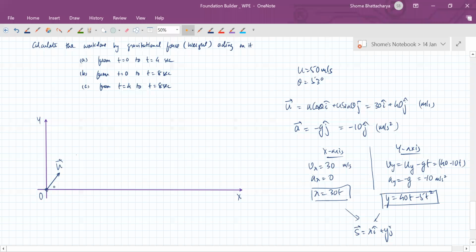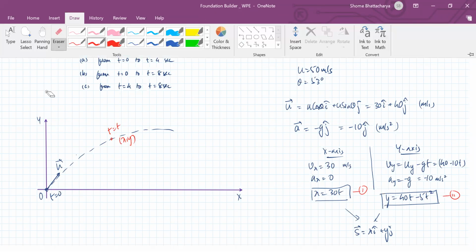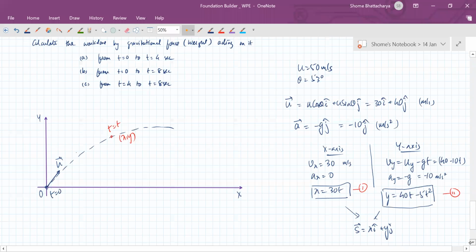So if the projectile is moving in a path like this, it started from here at t equal to 0. At any time t, when it's over here, the xy coordinates are given by these two equations. So it's as simple as that really. Now you have to just implement this for the given time. For example, in our first part, 0 to 4 seconds.